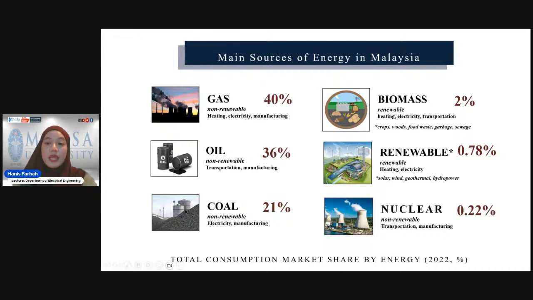The rest is renewable energy. The biomass, which comes from crops, wood, food waste, garbage, and sewage, is only 2%. And the rest of the renewables, like solar PV, wind turbine, geothermal, and hydropower, contribute just 0.78% to Malaysia. So you can see the non-renewable is being used as the main electric source in Malaysia, and the non-renewable sources on the other side bring harm to our environment. That's why we have to transition, and change from the conventional gas or coal to renewable energy.